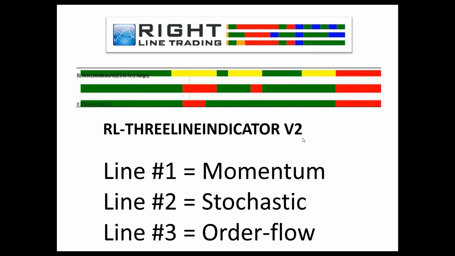And let me quickly go over the first indicator. It's called the 3-line V2 indicator. And it looks at 3 forces that move price. The first is momentum, the second is stochastic, and the third is order flow. And it does the order flow calculation in a way that's very, very unique. Momentum and stochastic have been around forever. So you have to ask yourself, why are these now leading indicators? I mean, how do they lead price? And I'll show you.